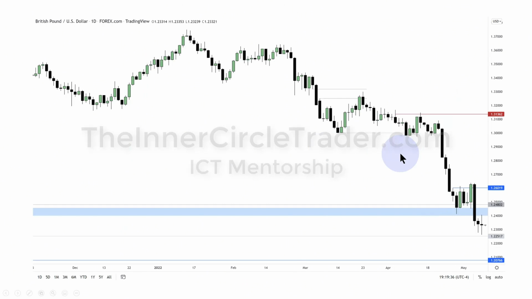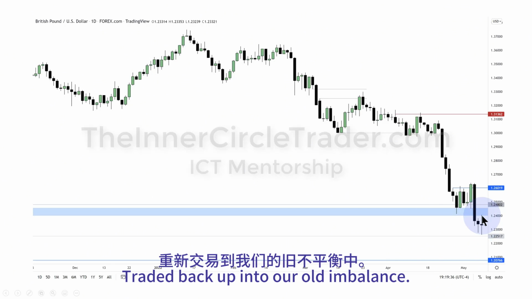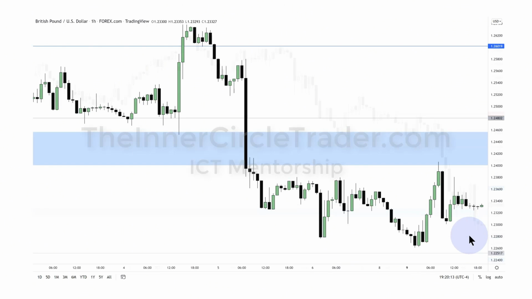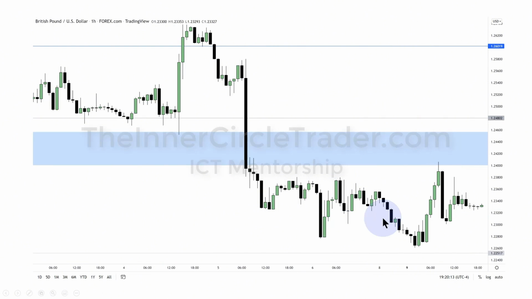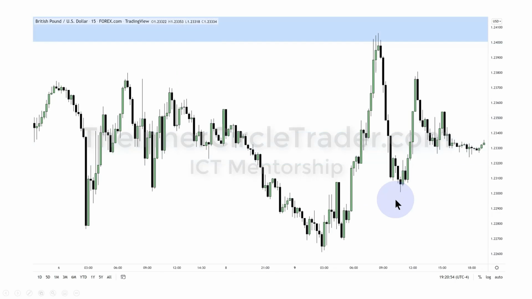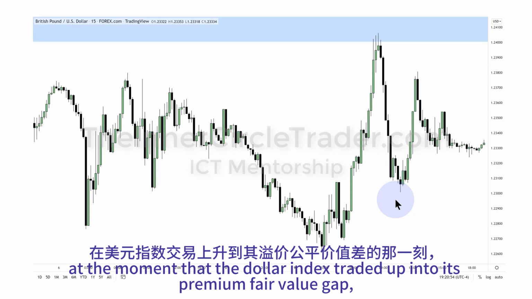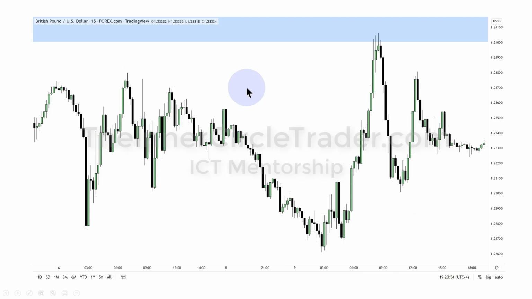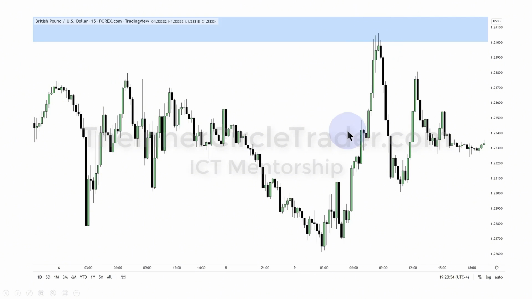Pound dollar. Okay, you can see just a little bit indecisive in here. Traded back up into our old imbalance. Again, go back and look at your notes as to what this shaded area is. Trade up into it here after taking sell side here. And on the 15-minute time frame, much like we mentioned on the euro, at the moment that the dollar index traded up into its premium fair value gap, looking for an intraday correction lower, buy side, ran into it here and back into that old imbalance.